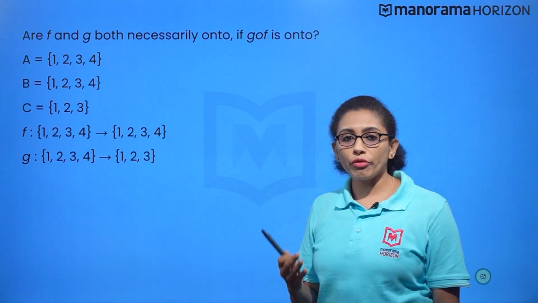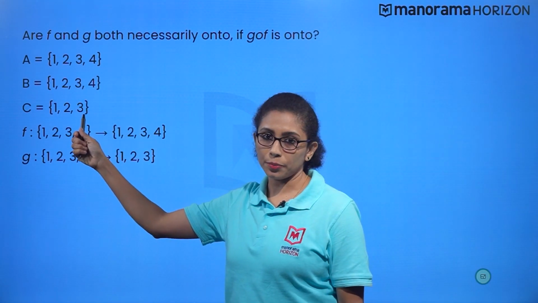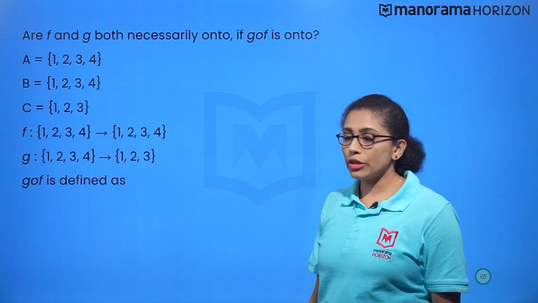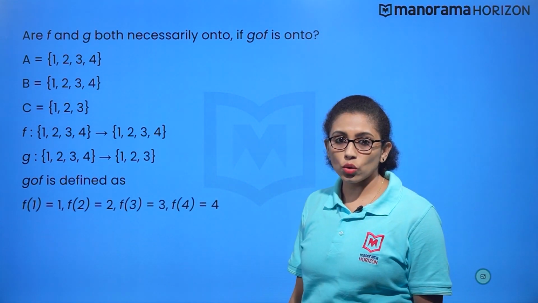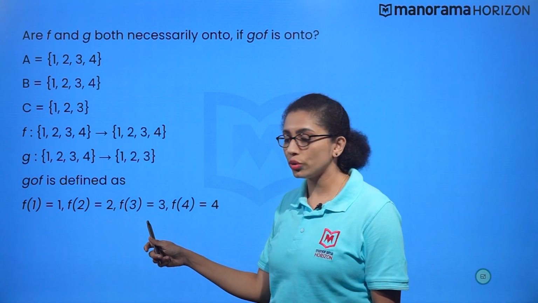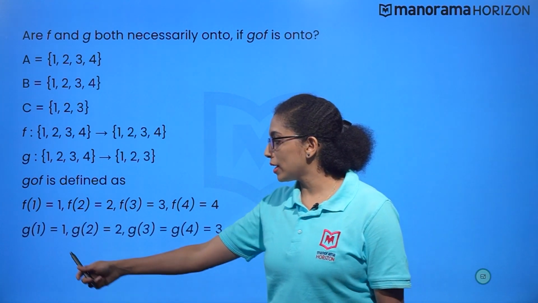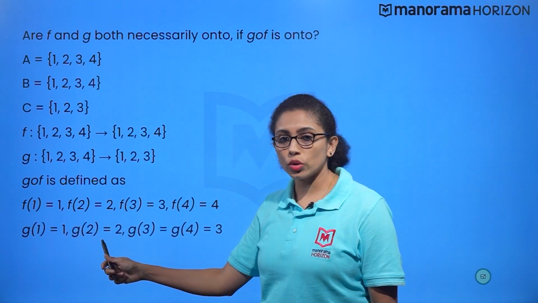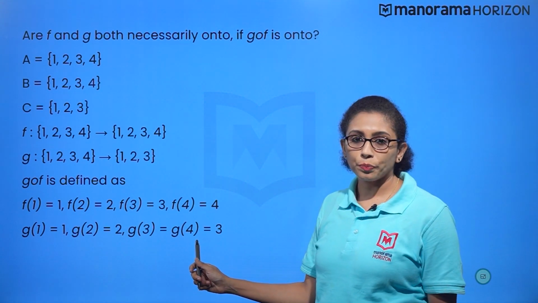So, g of f is a function from A to C. Now, g of f is defined as f of 1 is equal to 1, f of 2 is equal to 2, f of 3 is equal to 3 and f of 4 is equal to 4. So, we get g of 1 is equal to 1, g of 2 is equal to 2, g of 3 is equal to g of 4 is equal to 3.